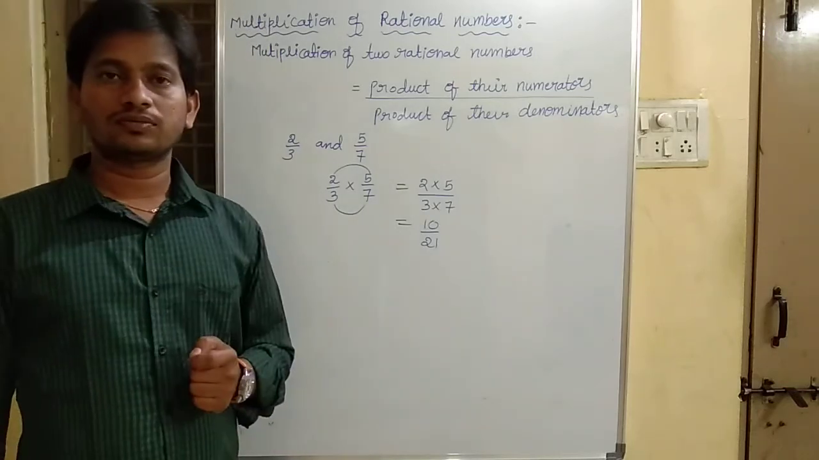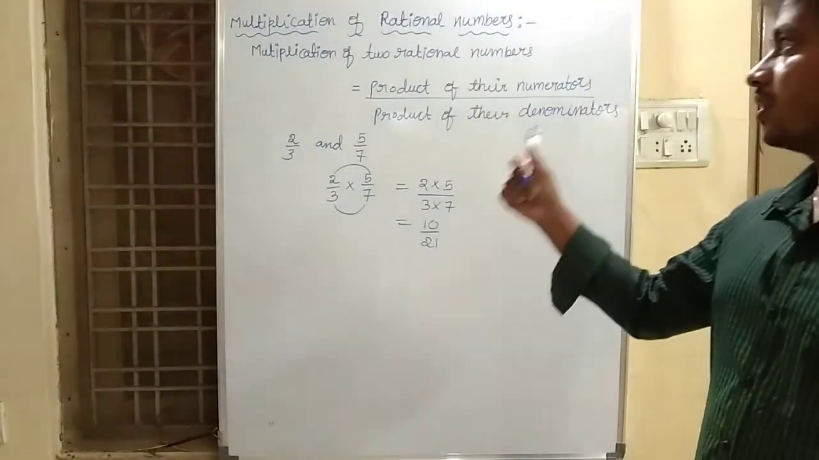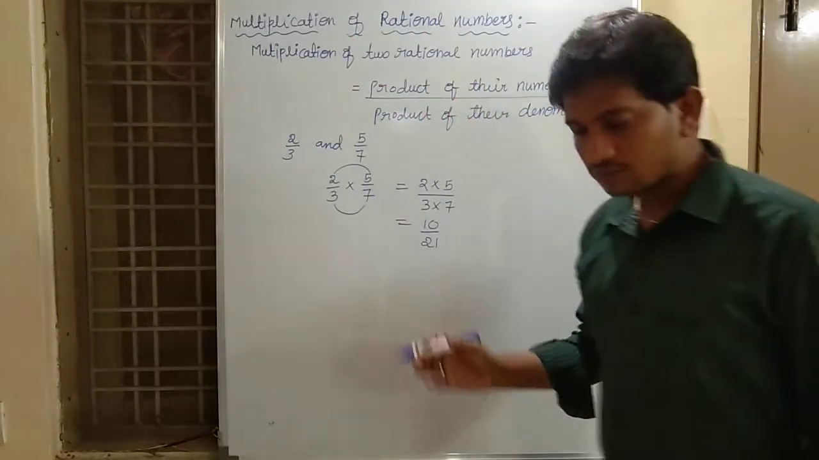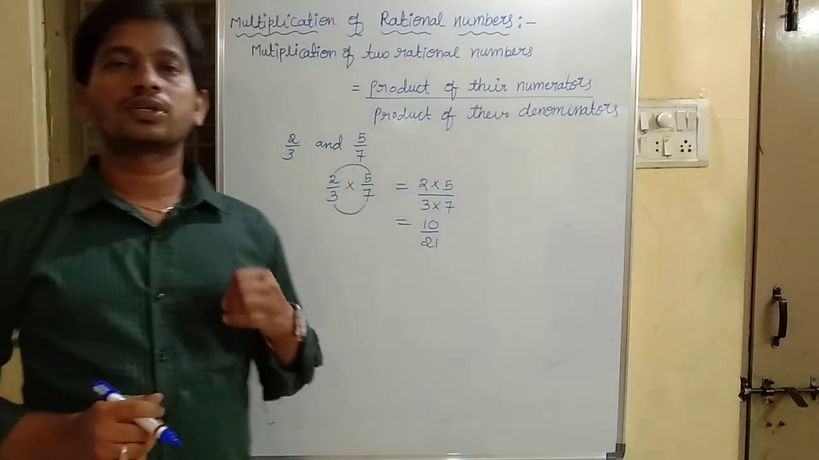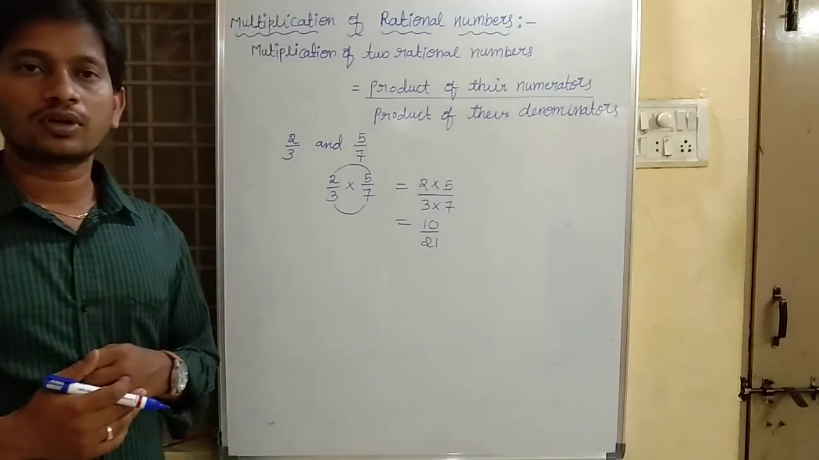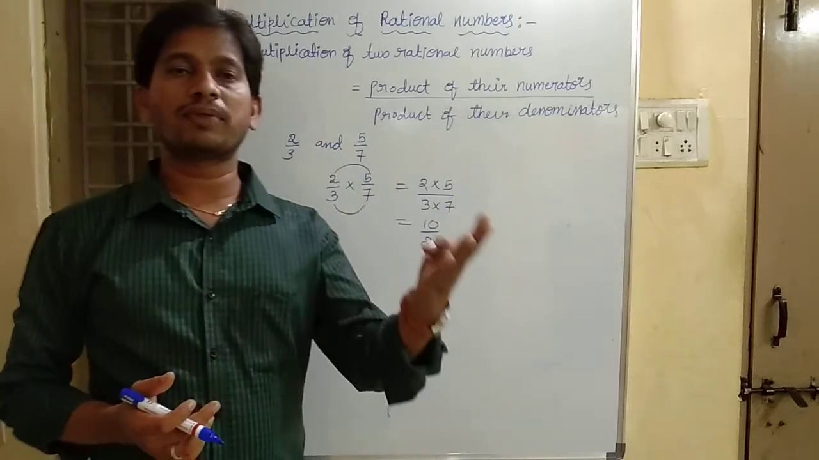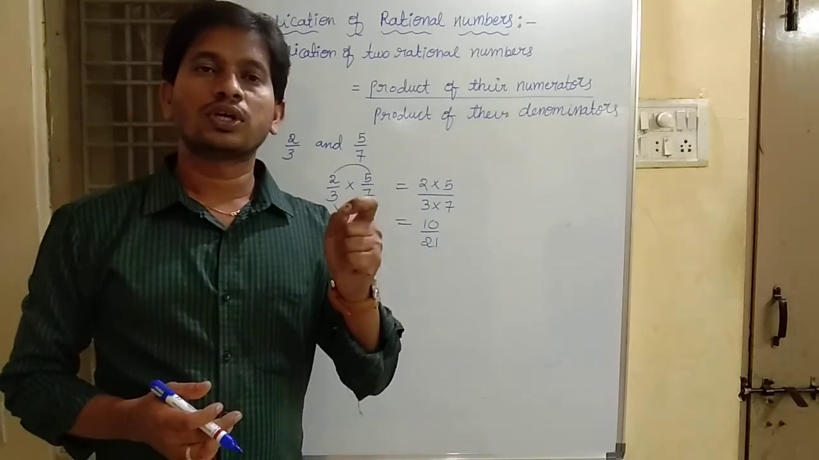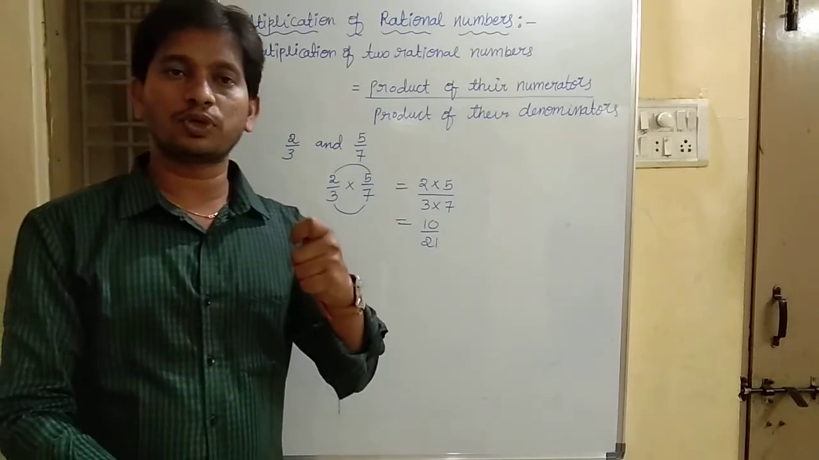So let us discuss the properties of rational numbers over the operation of multiplication. We have properties, that is closure property, commutative property, associative property, existence of multiplicative identity, existence of multiplicative inverse. Also here we will discuss another property, that is distributive property.